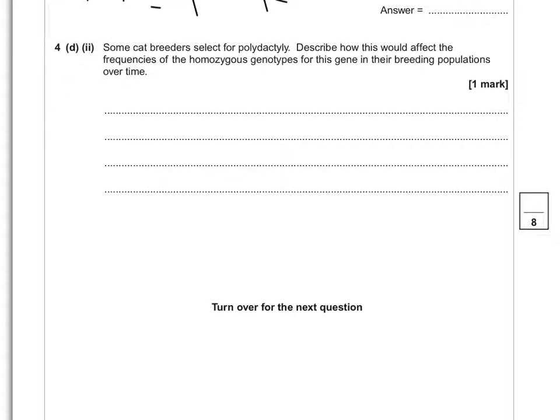4D2, again I think some students found this quite difficult, but if you read the question carefully it makes sense. It says describe how this would affect the frequency of the homozygous genotypes. Well, we know in terms of homozygous genotypes there's two. There's either homozygous dominant or homozygous recessive. Therefore we know polydactyly is caused by a dominant gene, therefore we know that homozygous dominant increases and homozygous recessive decreases. And it's important you talk about both genotypes. Notice in the question it does say genotypes, so read the question really carefully.